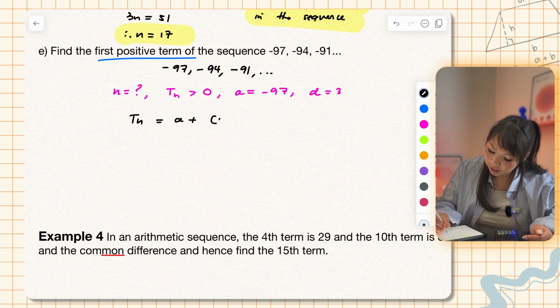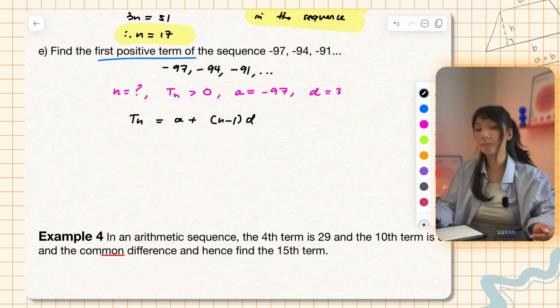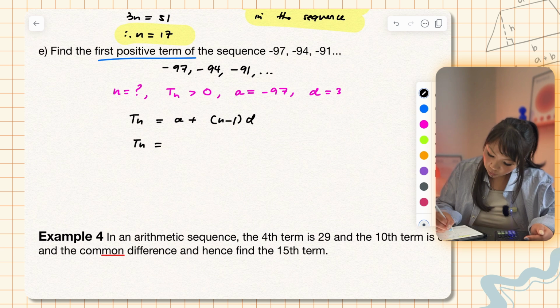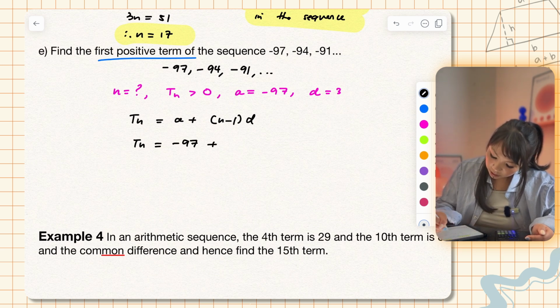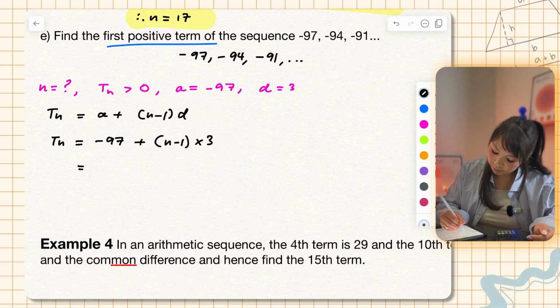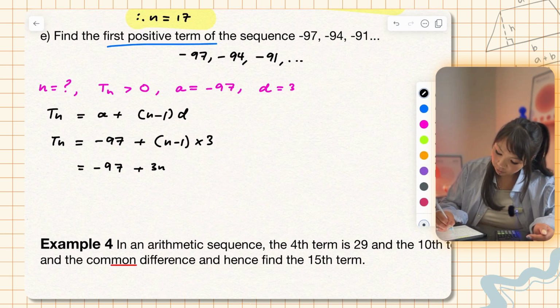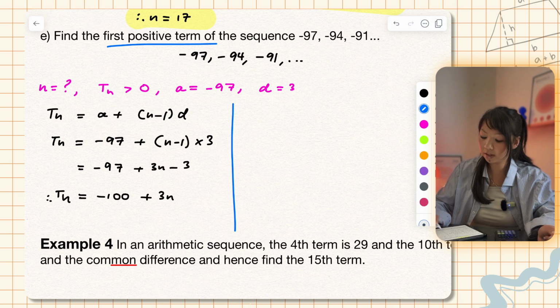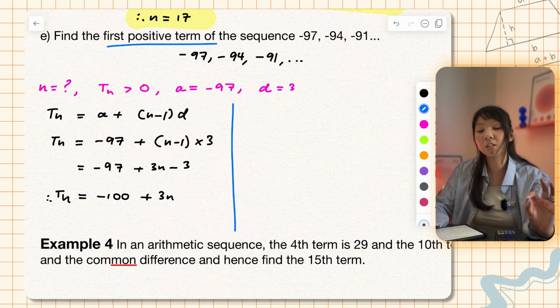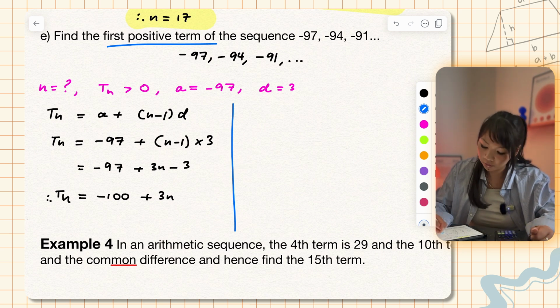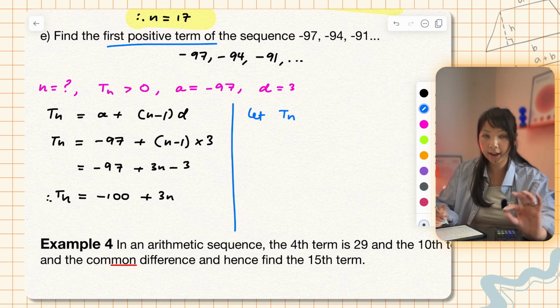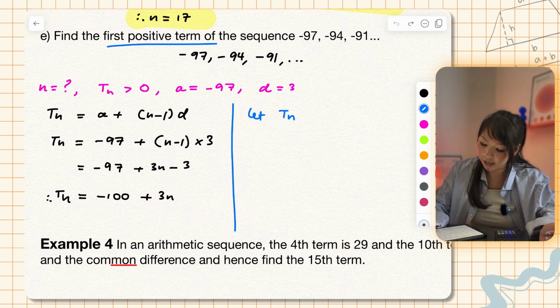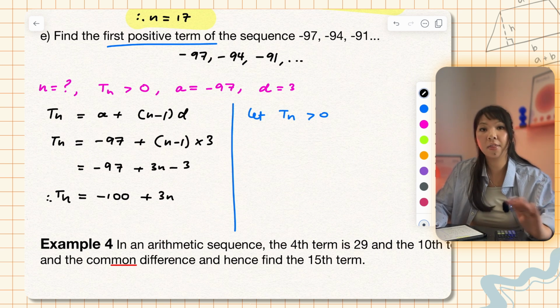So if we plug it into the Tn formula, we get Tn equals -97 plus n minus 1 times d. And I'm just going to expand and simplify this. So -97 plus 3n minus 3, or -100 plus 3n. Now this is an expression for the nth term of my sequence. Now I'm trying to figure out when is the term first going to be positive. So I'm going to let the expression I have for the term, which is -100 plus 3n, be greater than 0.